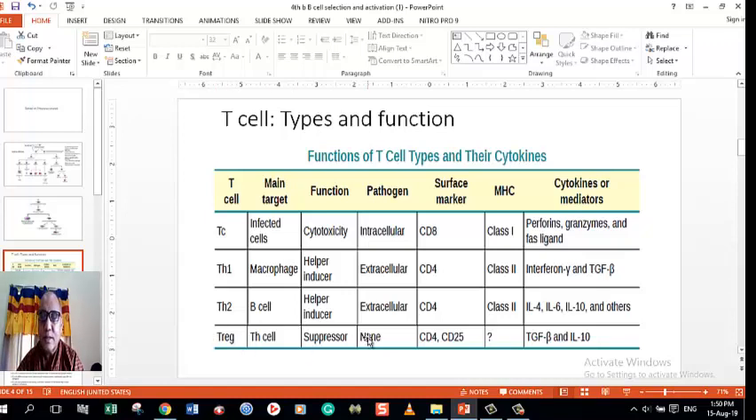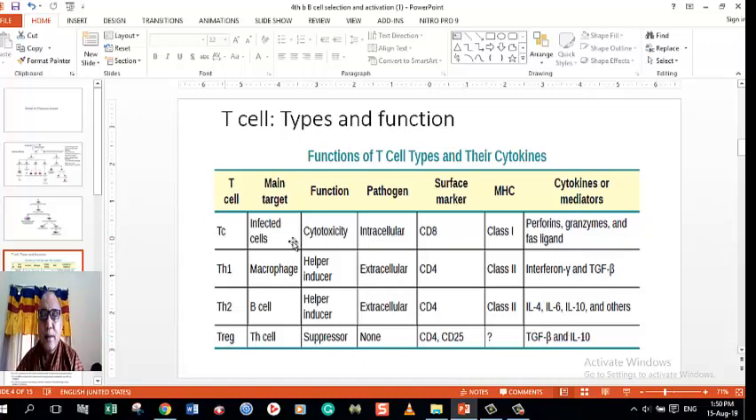Then there are the T suppressor cells, which also produce TGF beta and interleukin 10, but these actually bring the reactions in a reverse manner. This will control the further reactions to the antigens.